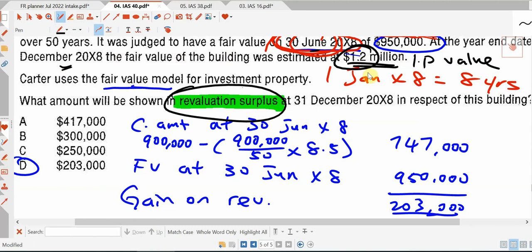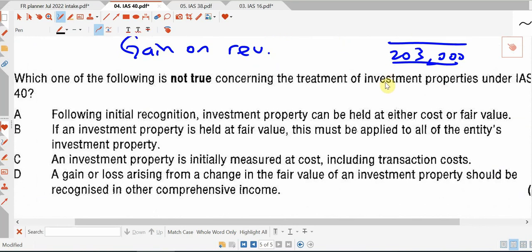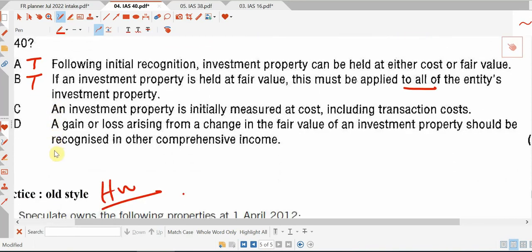Okay, one more question before break time. Next one. This one has no calculation, just theory only. Of the four they're asking, which one is not true? First one. Following initial recognition, investment property can be held either at cost or fair value. Now this is true because we have the cost model and fair value model to choose from. B, for an investment property held at fair value, this must be applied to all the entity's investment property. This one I believe is true as well, because it was the original intention of the standard to use only one model for all property, unless you have a rare situation where you can have a mixed model. C is also true. Investment property is at cost including transaction costs like legal fees. That's true. So the only answer is D.